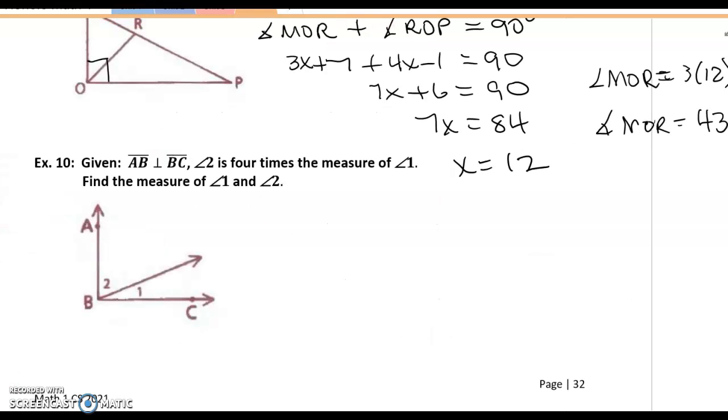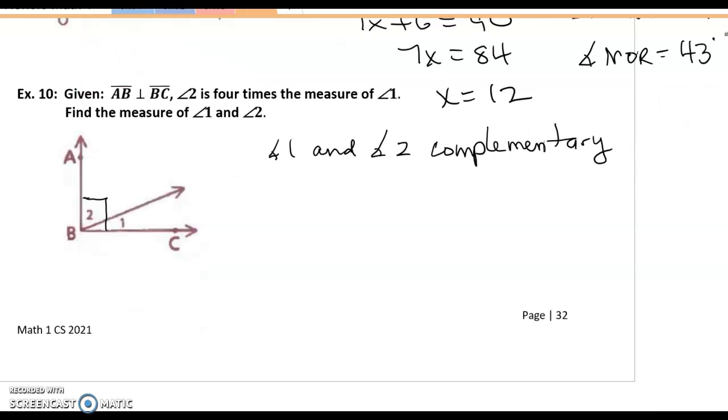All right, this last one, we're given segment AB is perpendicular to segment BC. And we know that there's a right angle there, because perpendicular lines create right angles, and right angles measure 90 degrees. We've got angle 1 and angle 2 that make up that 90-degree angle. So that means angle 1 and angle 2 are complementary, which also means that angle 1 plus angle 2 equals 90 degrees. So now that we have our plan, we need to write an equation to help us figure out the measurements of angle 1 and angle 2.